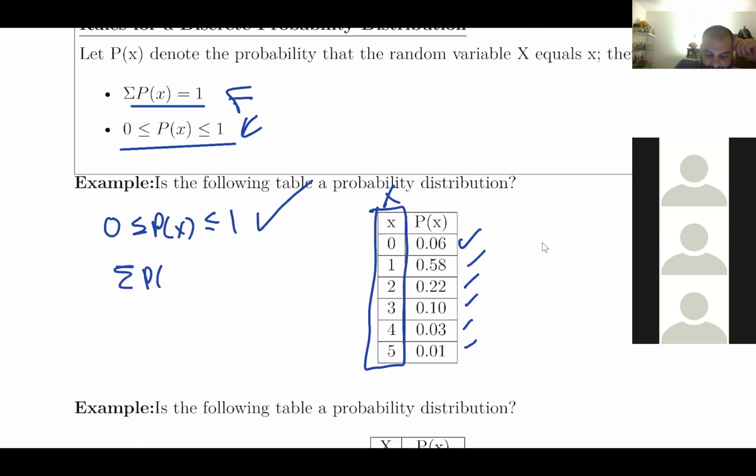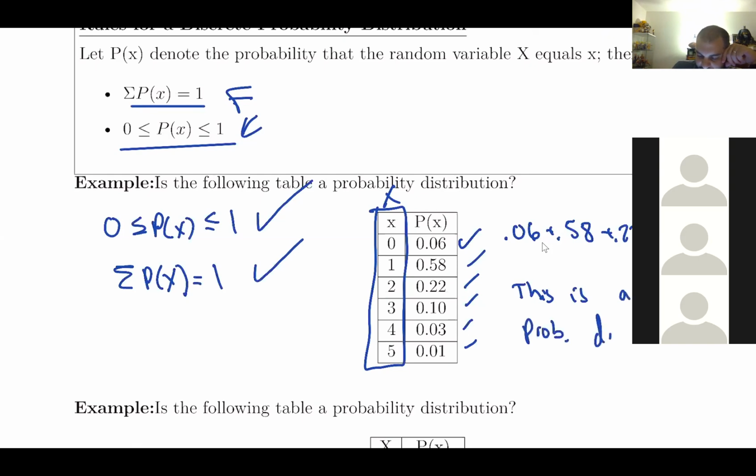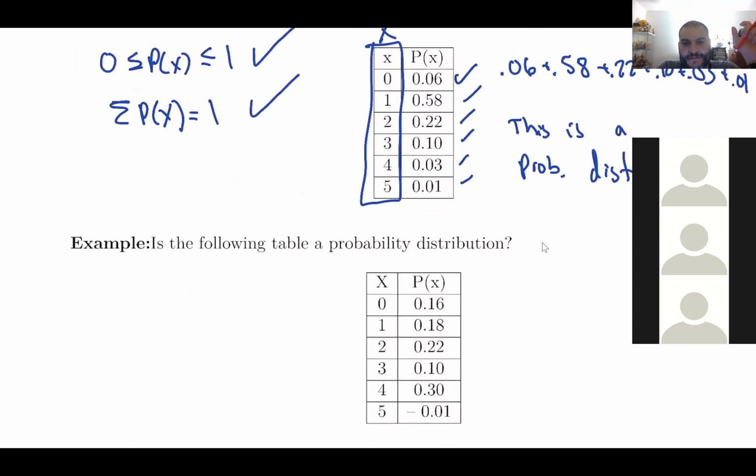Let's check the next one. If I sum up P of X, do they add up to 1? If I do 0.06 plus 0.58 plus 0.22 plus 0.10 plus 0.03 plus 0.01, what do they add up to? 1. So we say this is a probability distribution. Any questions for that last problem? Let's go on to this one.